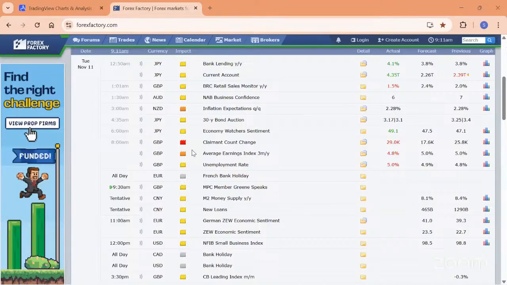I think that's what pushed one of my trades. I had a trade that had GBP. I think that's what pushed the trade. I'm going to show it to you.